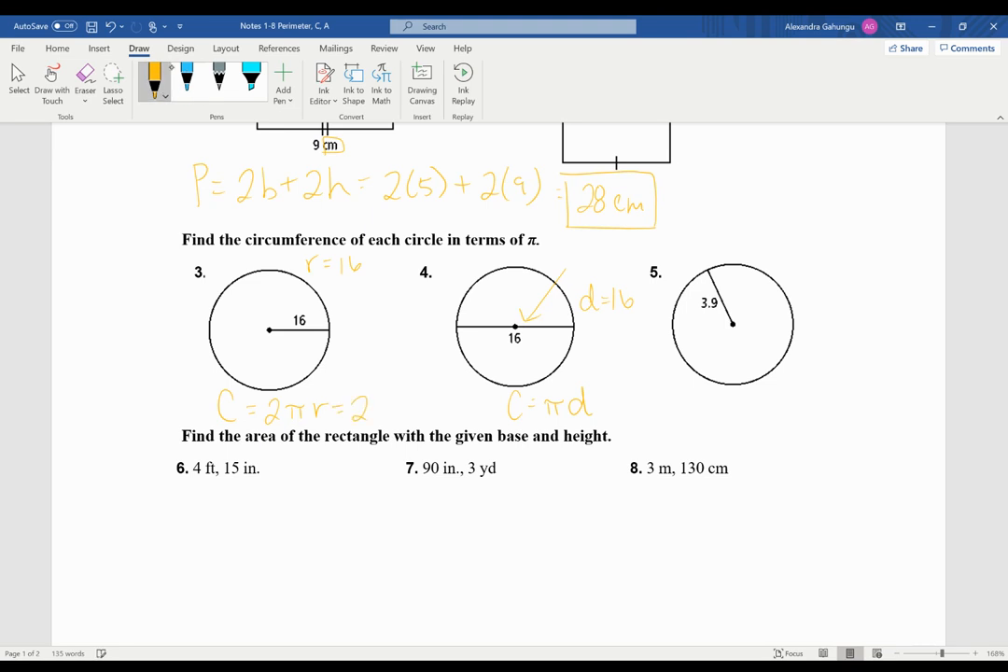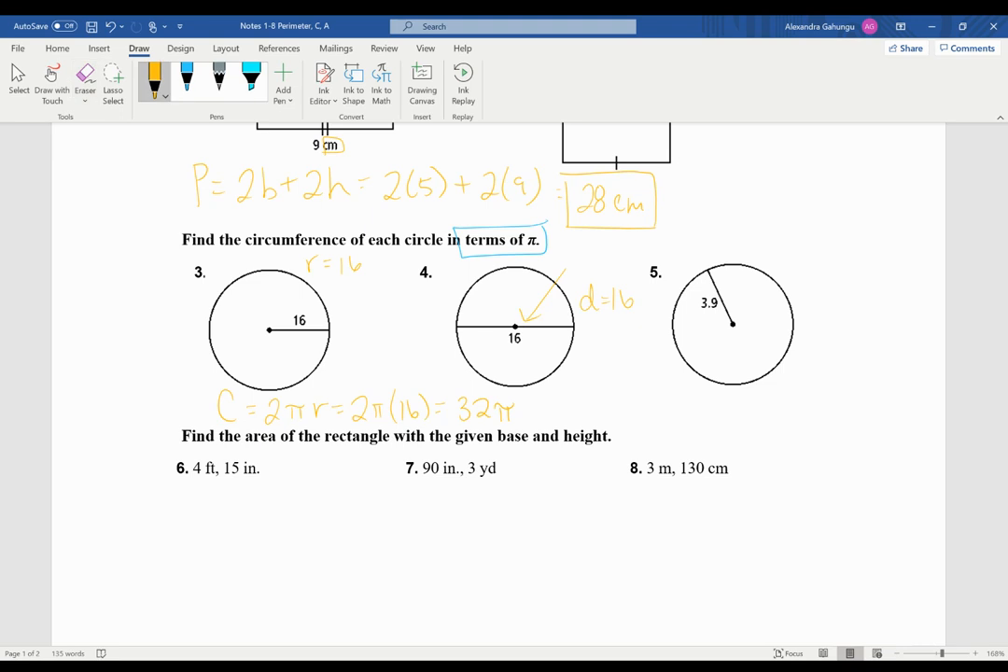So I plug in what I know. I've got 2 pi and the radius, and the directions are going to be pretty clear. Most cases, leave it in terms of pi. If it says round, we're going to round. But if it says leave it in terms of pi, I'm going to plug in the 16 and erase some of this so I have some space. And I'll get 2 times 16, and I'll stick the pi at the end.